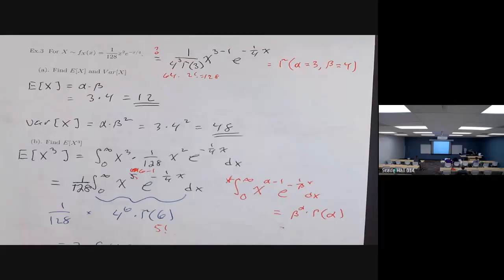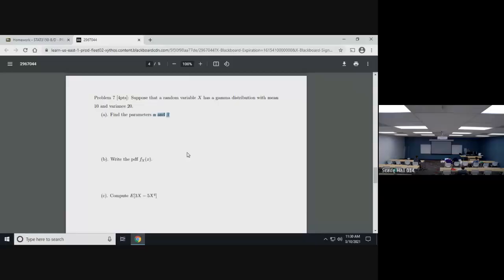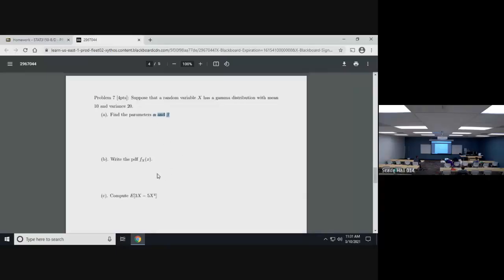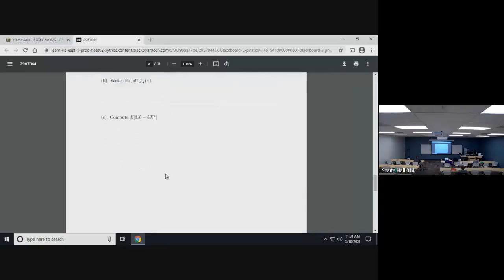So we didn't do it like that in class, but I think we can do it. And then, write the PDF of X once you find alpha and beta. That should be pretty straightforward. And then this one.